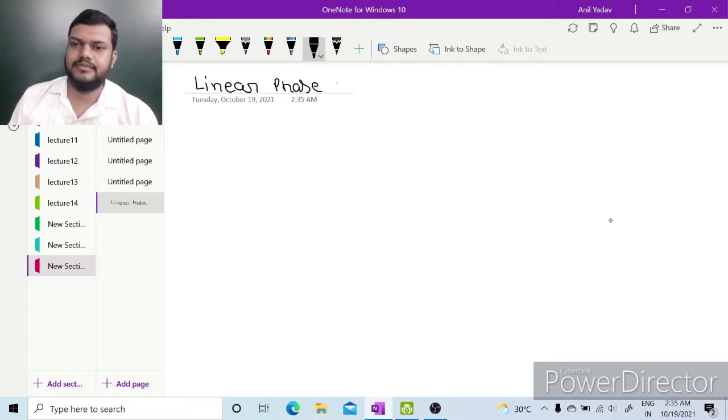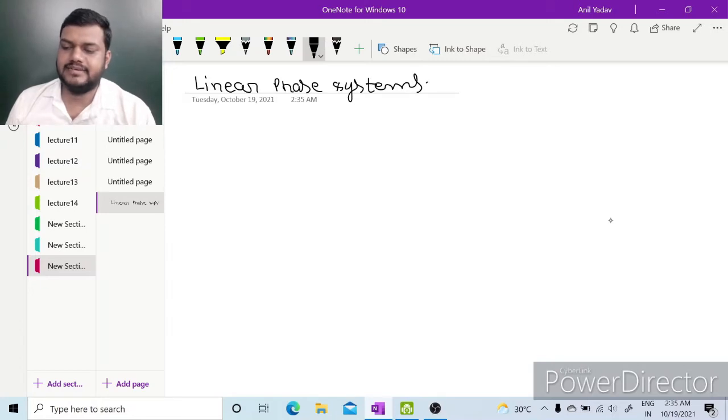Linear phase systems. When the phase of a system is a linear function of frequency, such systems are known as linear phase systems. For a linear phase system, the output is always an exact replica of the input except for a constant amount of delay. So for a system with frequency response H(e^jω), output will be the same as input but delayed in time.